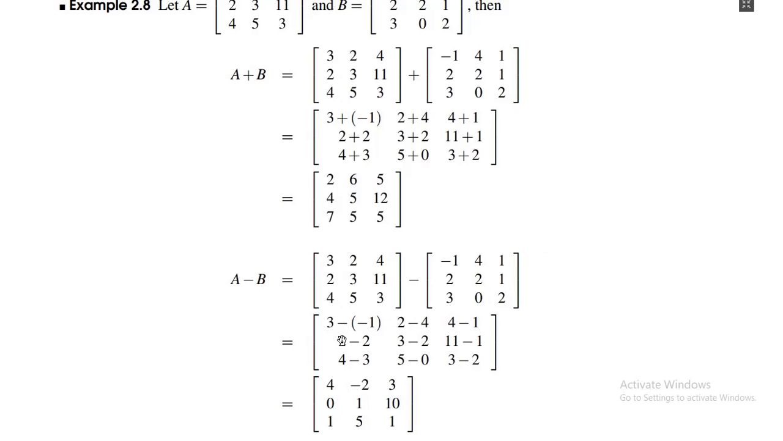Therefore, A minus B becomes what? 3 minus 1, 2 minus 4, 4 minus 1, 2 minus 2, 3 minus 2, 1 minus 1, 4 minus 3, 5 minus 0, 3 minus 2. This is the same as 4 minus 2, 3, 0, 1, 1, 0, 1, 5, 1.